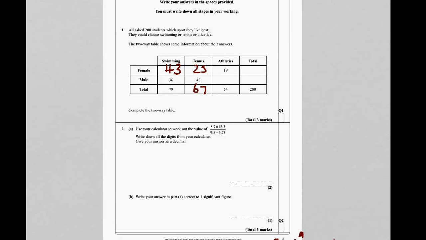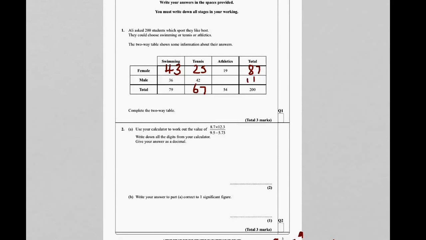Along the top row, I can now total up all of my females. That's 43, add 25, add 19, which equals 87. There's now only a total missing of males. I know there were 200 people in total and 87 females in total, so 200 take away 87 is 113.